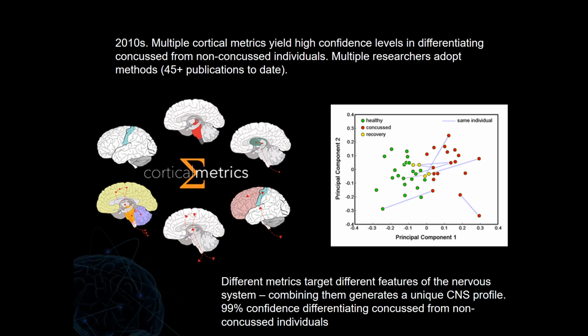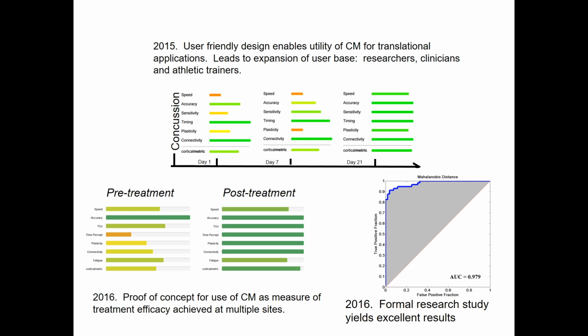The next step was actually making this more useful, scientifically. Those 8 or 9 dimensional plots were not very useful for people. So we started coming up with a user-friendly design that enabled CorticalMetrics for translational applications.